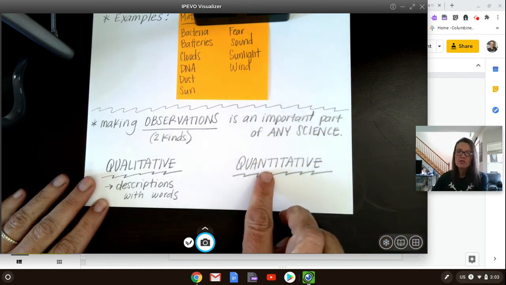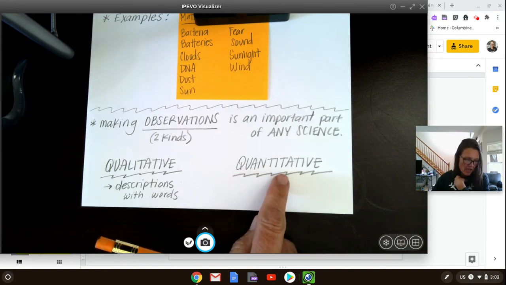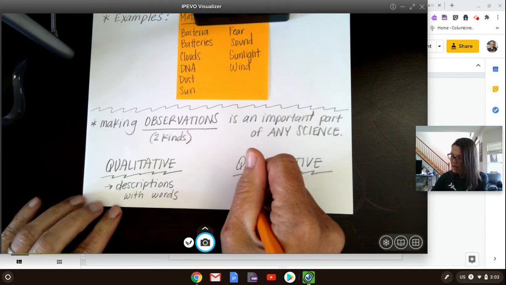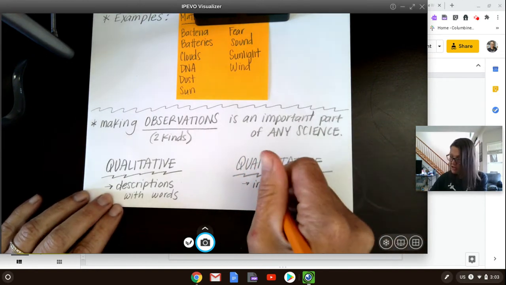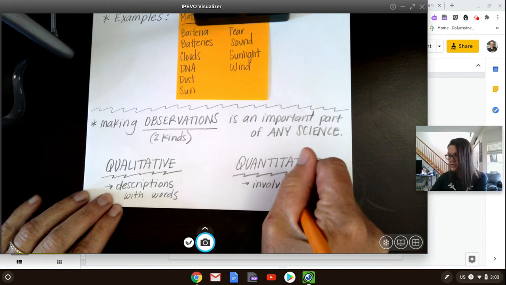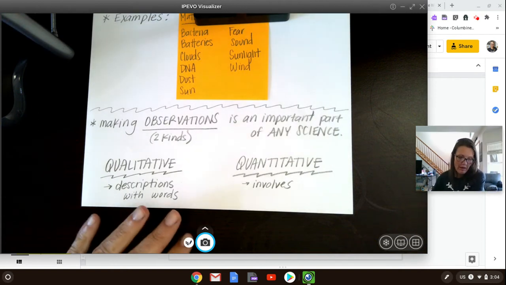And as the term quantitative suggests, we see the word quantity in there. So we know that quantitative observations involve numbers and units. And the units is really important. If we leave the units off of our observations, they don't really tell us anything. They're just random numbers on a piece of paper.